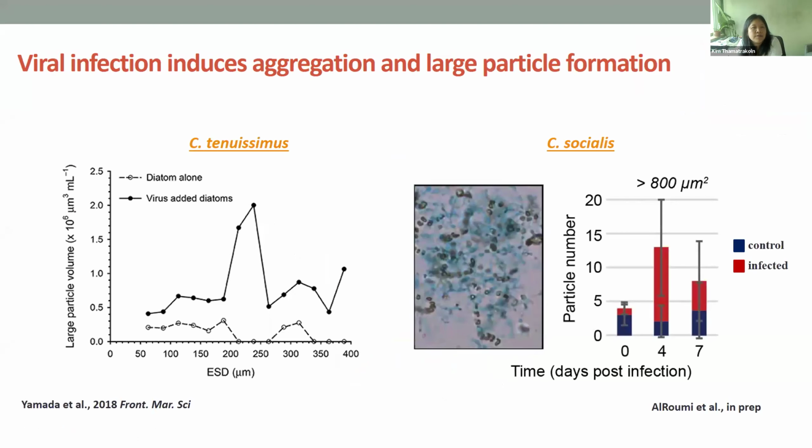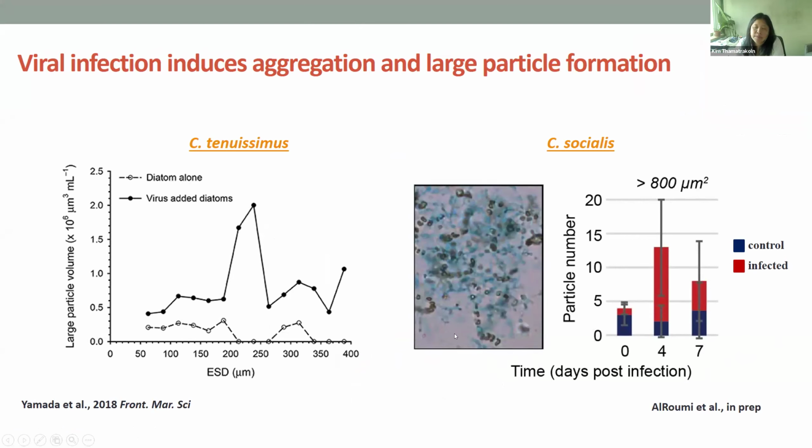We've also seen that viral infection can induce aggregation and large particle formation. So this is work that was done by colleagues, Yamada et al. in Chaetoceros tenuissimus, where they see that there's a larger particle size diameter that's produced when cultures are infected with viruses. We've seen similar results in our own systems with Chaetoceros socialis.